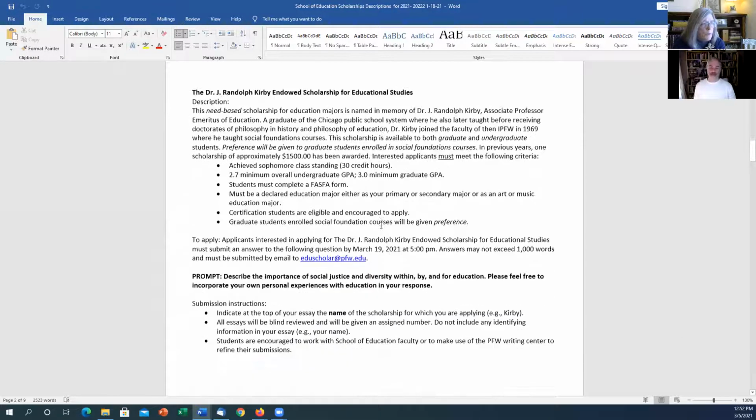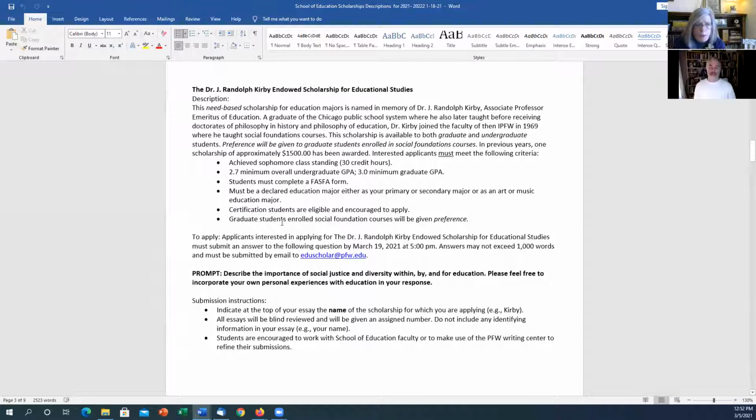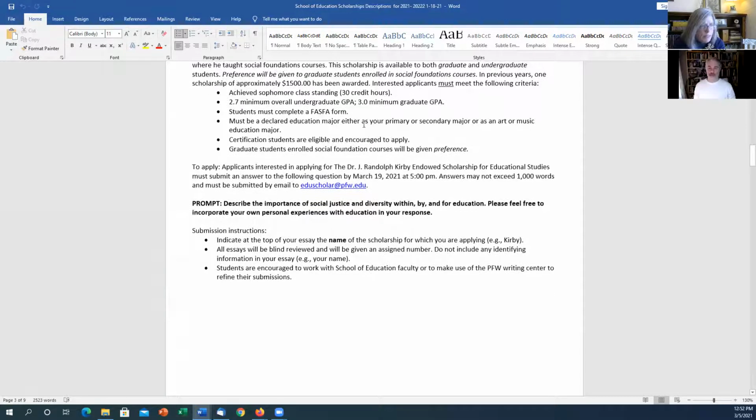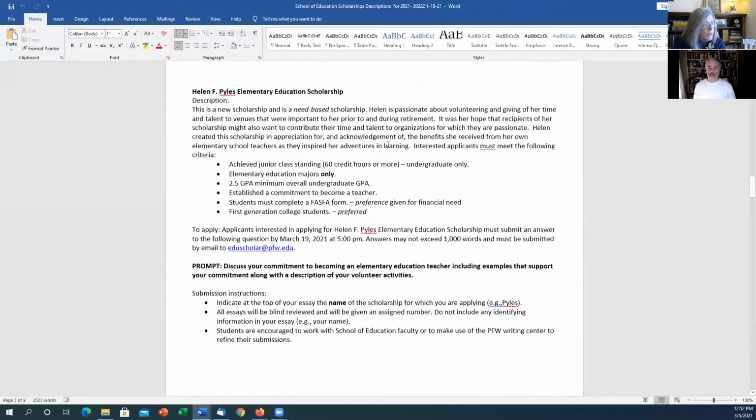So we move on. Here is the Kirby scholarship. Just to point out, if you're a graduate student, this is one in particular that graduate students are eligible to apply to. Actually, preference is given to that. But even if you're not a grad student, go ahead and apply for it. Again, read the details here.